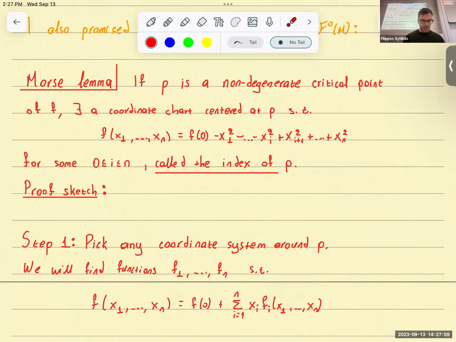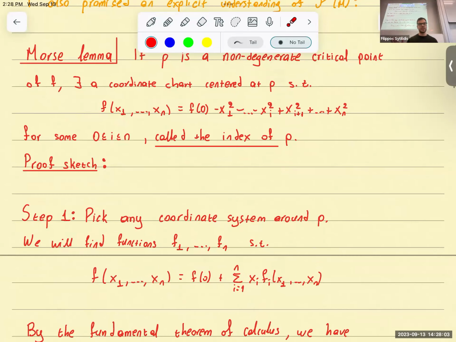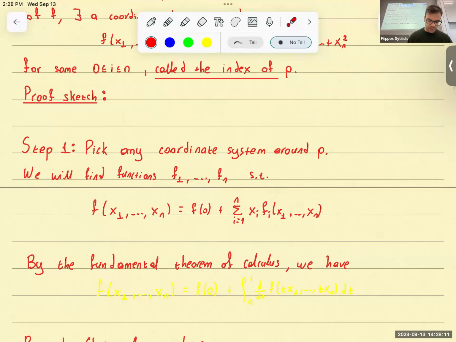But the sketch is as follows. First, pick any coordinate system around P. Here we're not actually using anything other than that M is a manifold. And the thing that we want to do is find functions, I'm calling them F1 up to Fn. I want to find such functions that would allow me to write F.